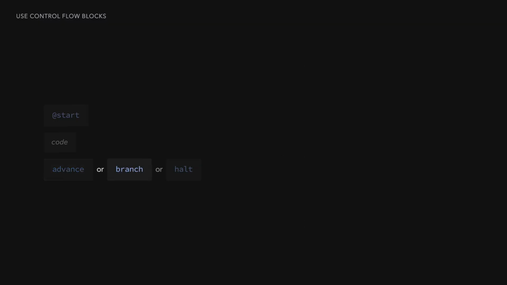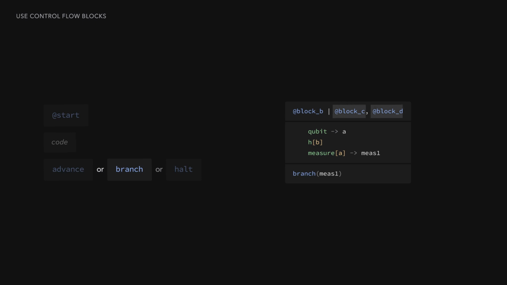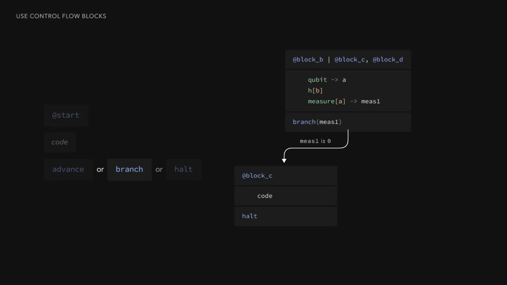The branch keyword closes a block and proceeds to one of several possible successor blocks. The successor is chosen based on the value of a classical variable. The value acts as an index into the list of successor blocks, starting from 0. You declare one successor block for each possible value of the variable. Here, block C and block D are the possible successor blocks. In this case, if mesh 1 is 0, execution proceeds to block C, whereas if mesh 1 is 1, execution proceeds to block D. The halt keyword terminates the program.